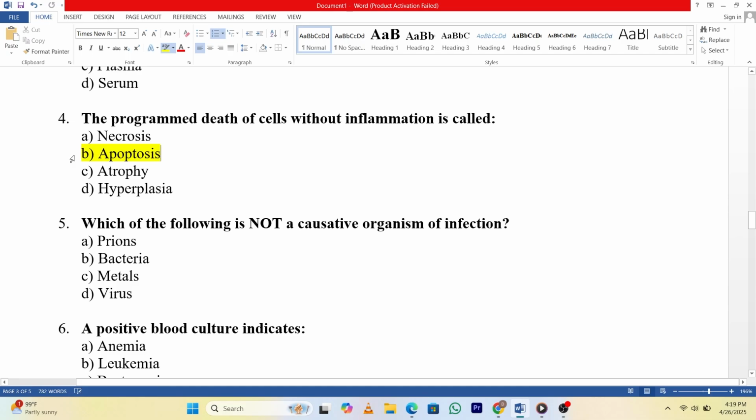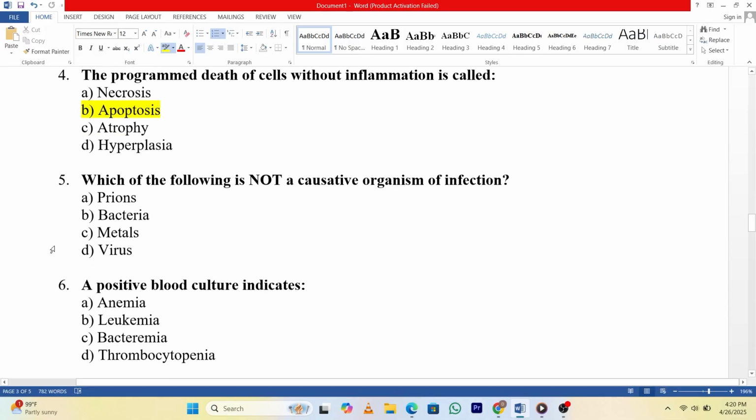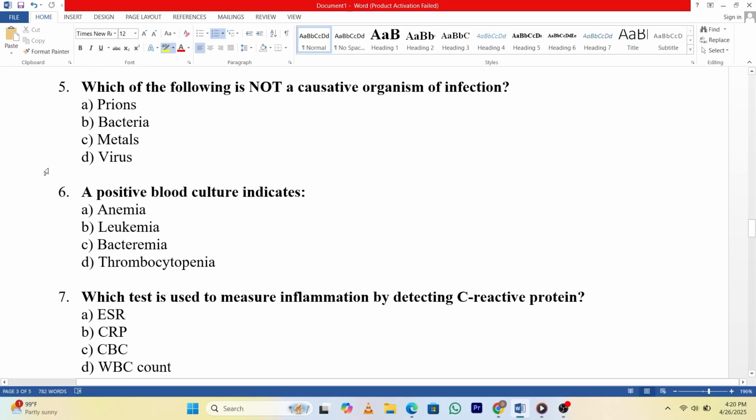5. Which of the following is not a causative organism of infection? A. Prions. B. Bacteria. C. Metals. D. Virus. Answer: C. 6. A positive blood culture indicates: A. Anemia. B. Leukemia. C. Bacteremia. D. Thrombocytopenia. Answer: C.